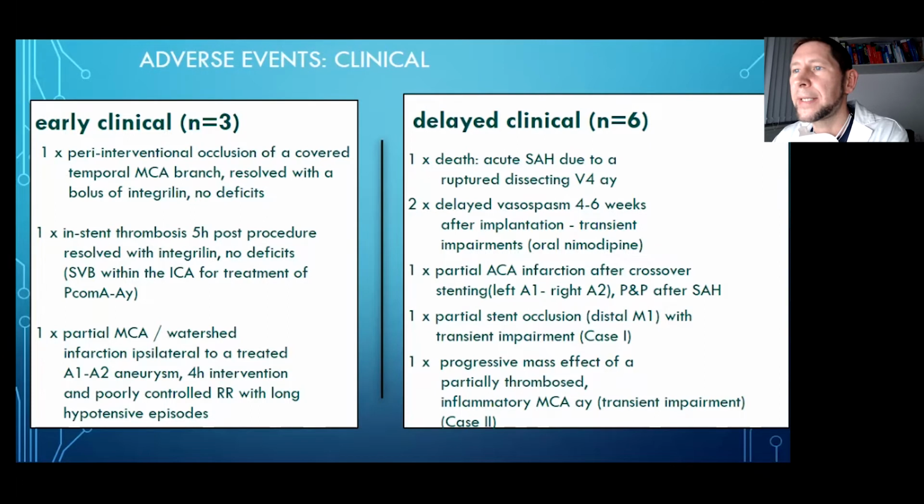We had 1 partial ACA infarction after crossover stenting. So the Silk Vista baby was implanted from the left A1 into the right A2 segment as a plug and pipe strategy after SAH. We had 1 partial stent occlusion at distal M1 with transient impairment. I'm going to show you the case in a couple of minutes. And we had a progressive mass effect of a partially thrombosed inflammatory MCA aneurysm with transient impairment, which I will also show you in a couple of minutes.